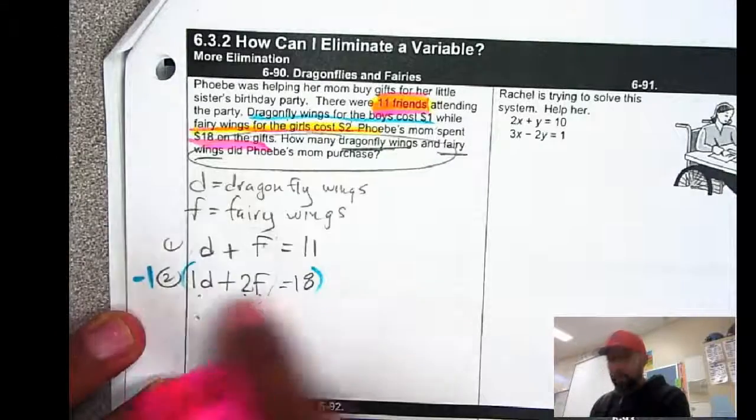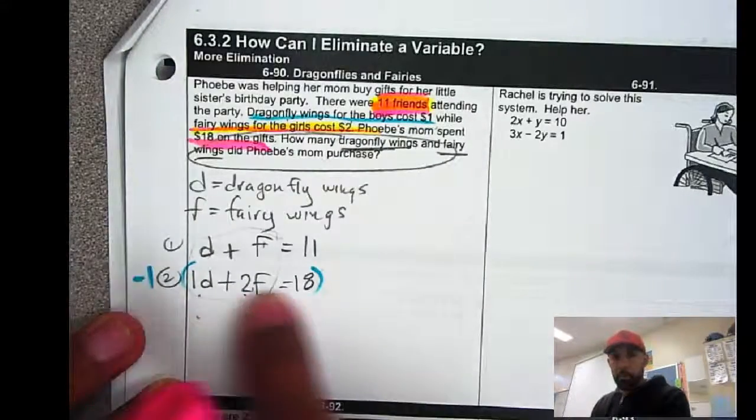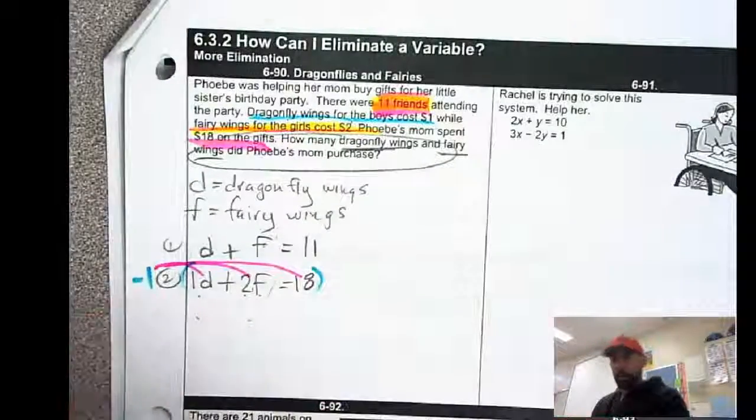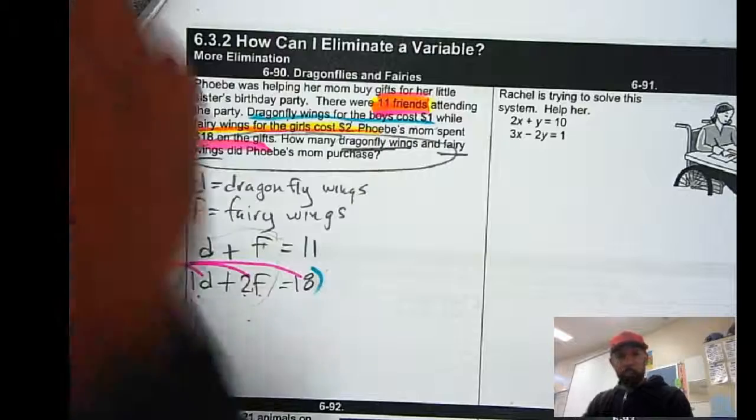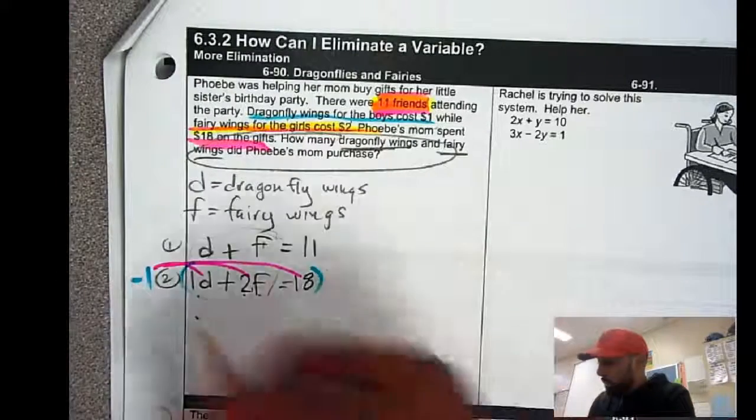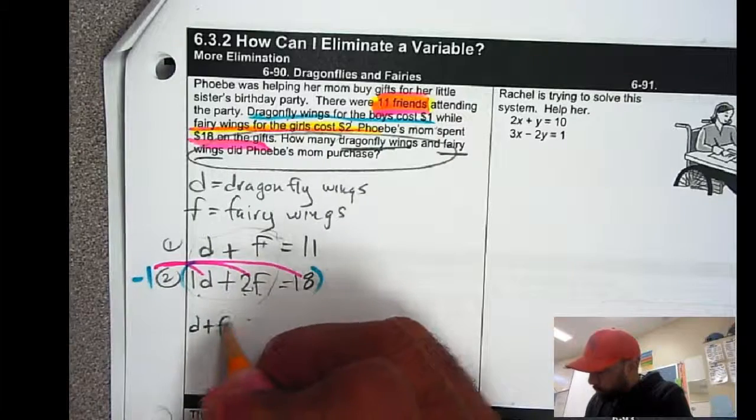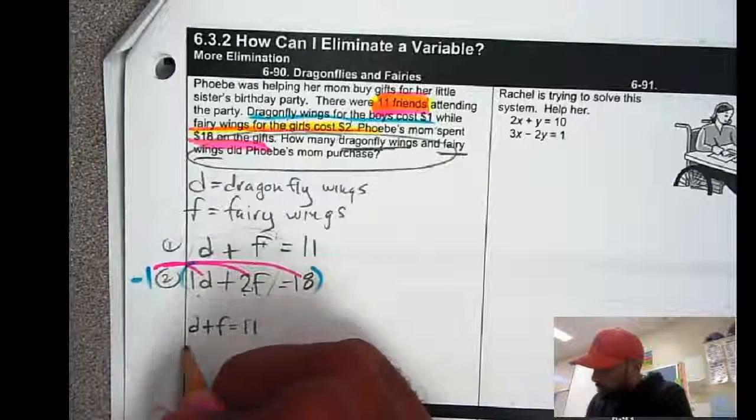It's balanced because I'm doing the same thing to the whole equation. I'm basically going to multiply 1 here, -1 there, and there. So I'm going to change the equation by multiplying by -1, and you can do that. There's nothing wrong with that. Now I'm going to rewrite both equations. Here's equation 1, and here's the new equation 2.